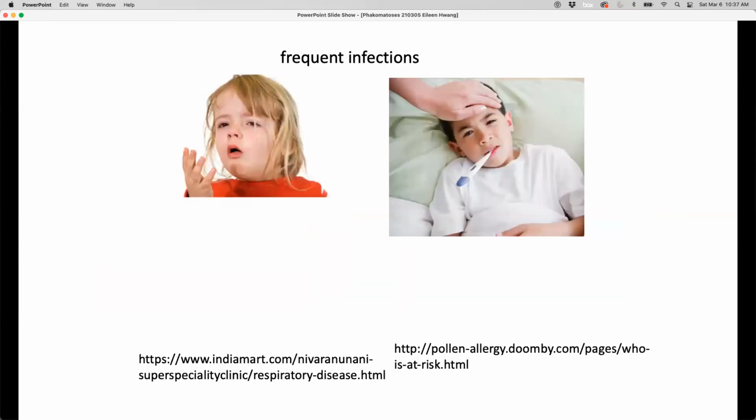Okay, how about frequent infections? Which condition has frequent infections? You said ataxia telangiectasia. Great, which is also known as? Louis-Bar. Great. Okay, is it Louis? Should I be saying Louis? Ariana's saying yes. Okay, I'll switch to saying Louis.